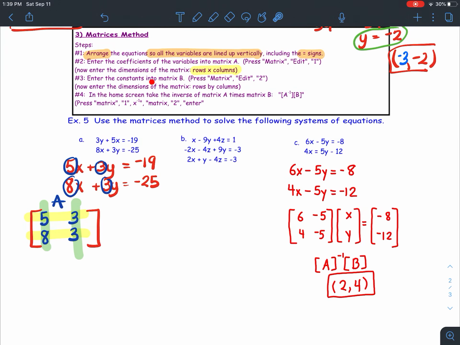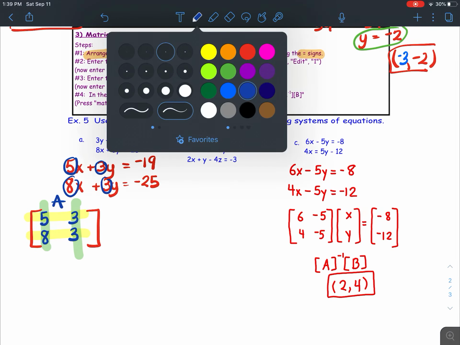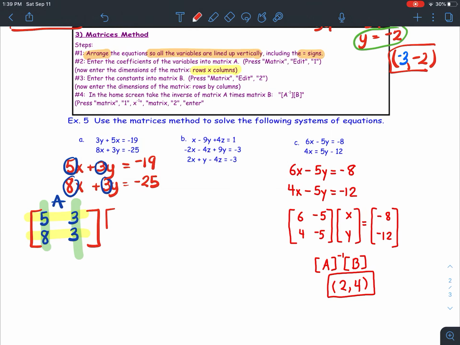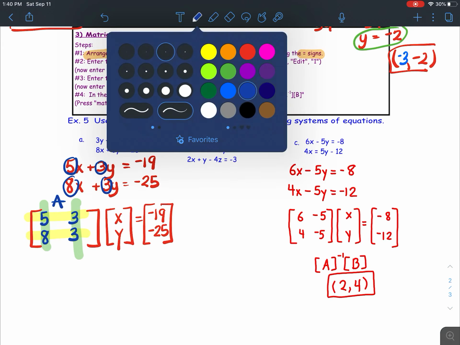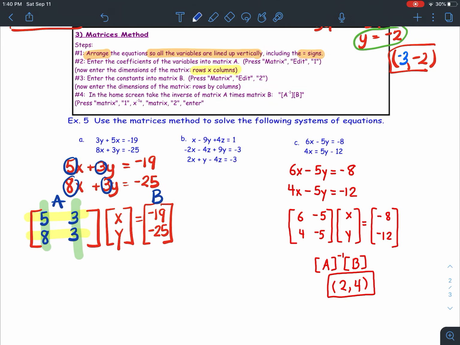Now we're going to enter the constants into matrix B. What I always want you to show on your paper is first to put the variables in order that you see them going from left to right in your equation. So x, y, you're going to fill these in down this column here. Put an equal sign, and now this is going to be your constant matrix. That's basically the two constants that are on the other side of the equation. This is what we're going to enter into our calculator for matrix B.